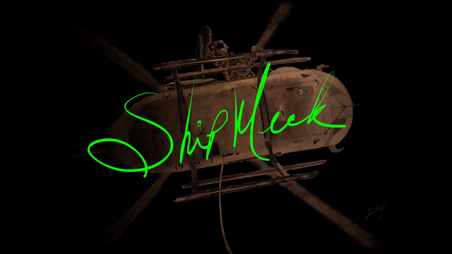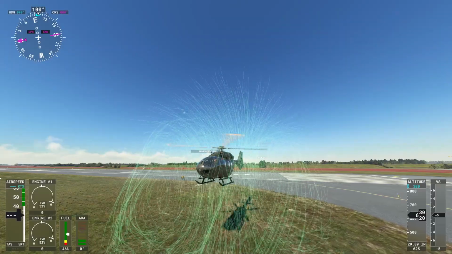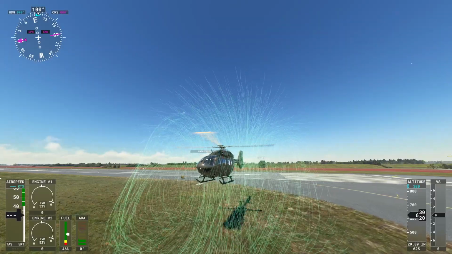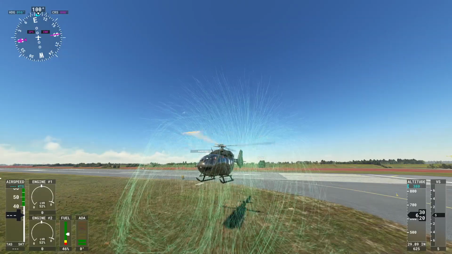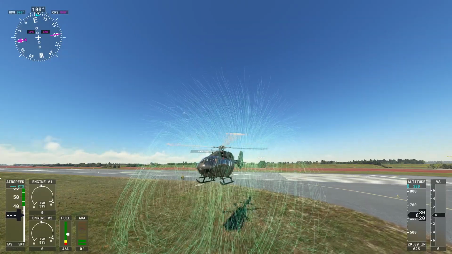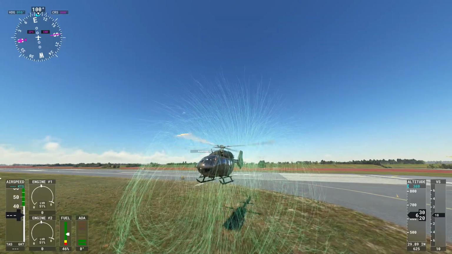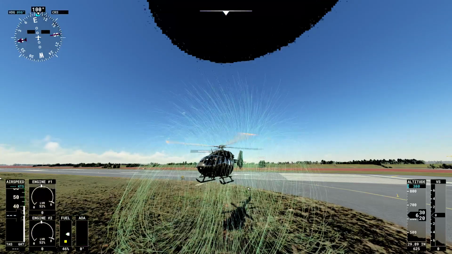Good morning. This is Shipmac here, and today we're going to be talking about aerodynamics and fluid dynamics affecting hovering flight. So this is going to be applicable to all rotorcraft, but as usual, we're going to be using the Hype Performance H145 in Microsoft Flight Simulator to view this.